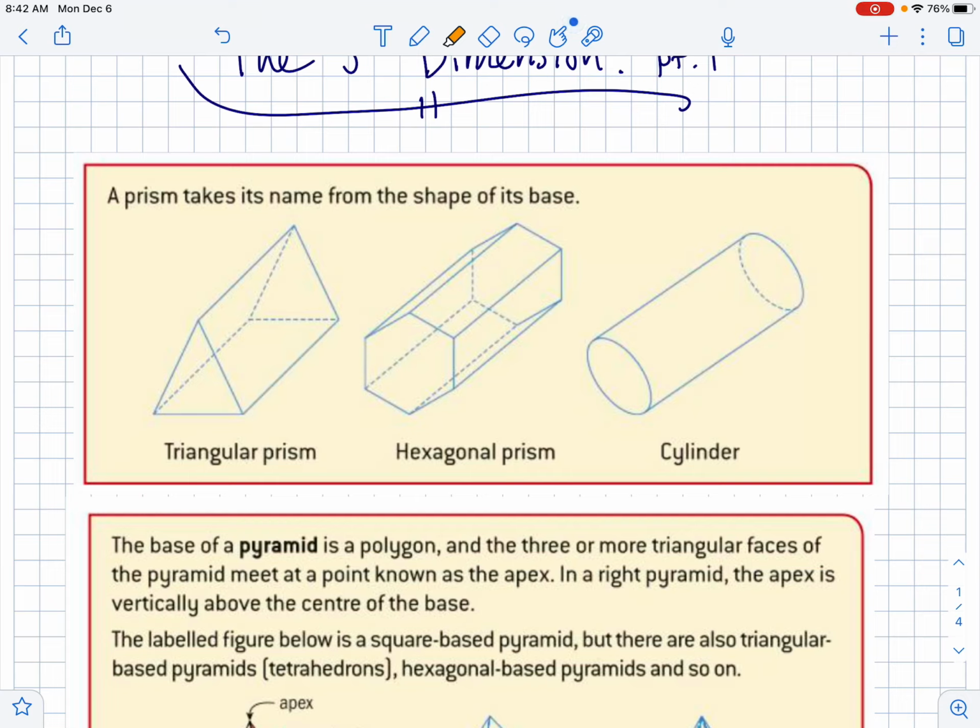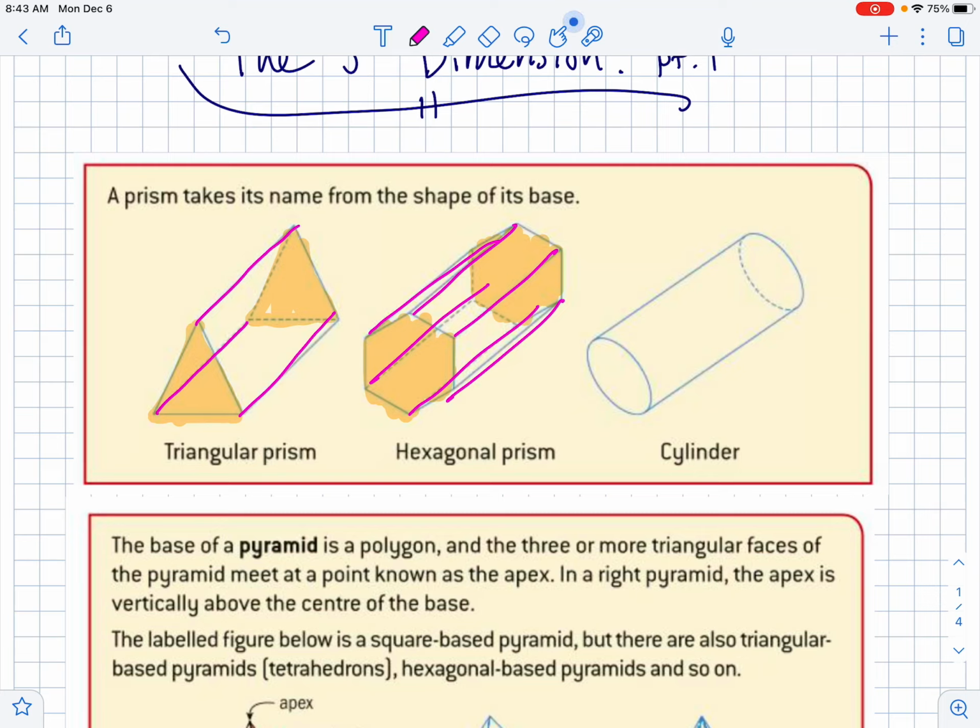So a triangular prism has a triangle on one end and then a triangle on the other end. And then those are connected by three parallel lines. You can have lots of different types of prisms. Like this is a hexagonal prism because there's a hexagon on one side, a six-sided polygon, the honeycomb, and a hexagon on the other side, and then it's connected by six lines to create the hexagon.